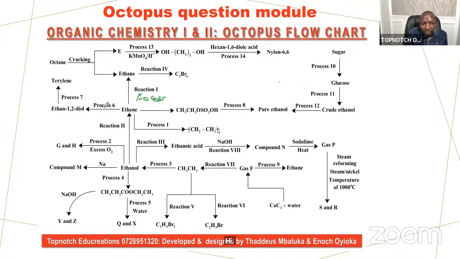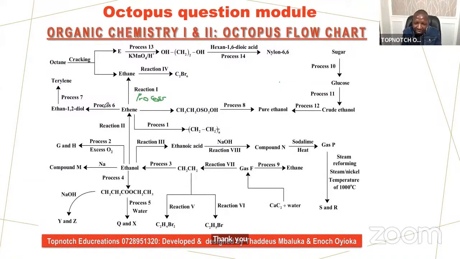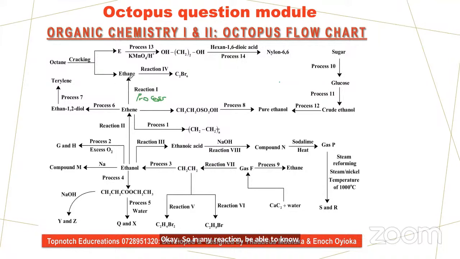And the condition is presence of nickel catalyst, 200 degrees Celsius, to 250, but just be specific. Just give any temperature within the range of 150 to 250. You can talk about temperature of 170, temperature of 180, temperature of 200. So in any reaction, be able to know the name of that process or reaction. Give us the reagent. Give us the condition. You are solved.